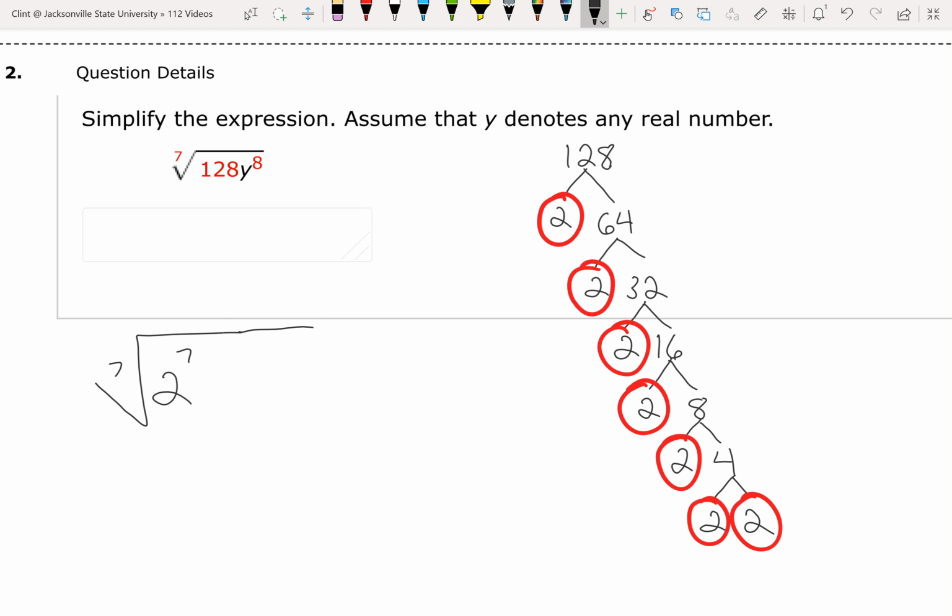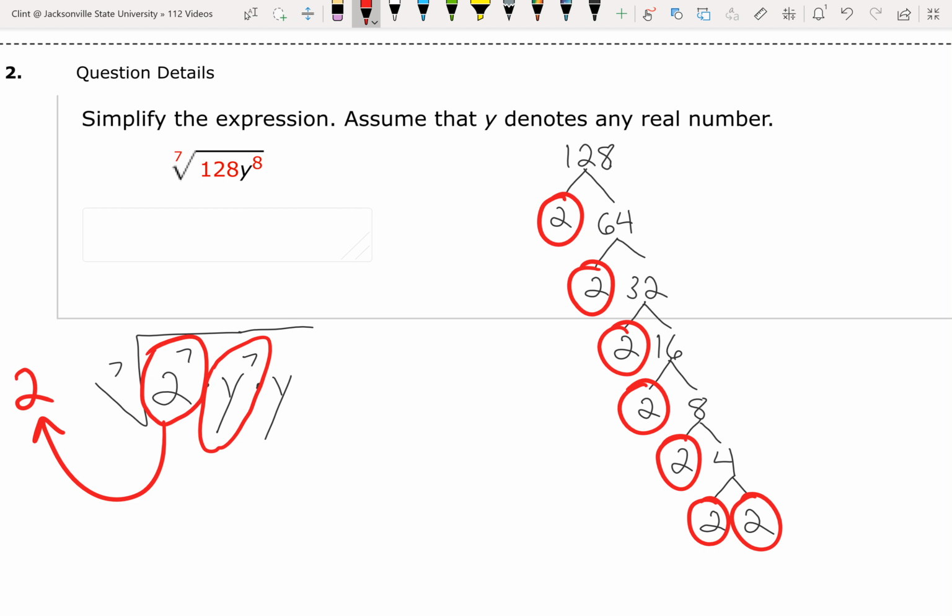And then y to the 8th, we can break down as y to the 7th times y to the 1st, or times just y. Okay. So here we have a 2 to the 7th. So the 7th root of 2 to the 7th, that means we can just bring a 2 out front. And then we have a y to the 7th, so the 7th root of y to the 7th is going to give us a y out here.